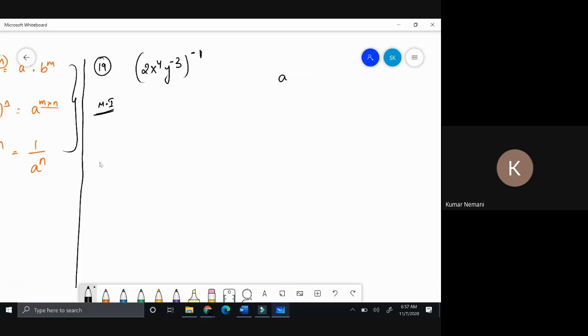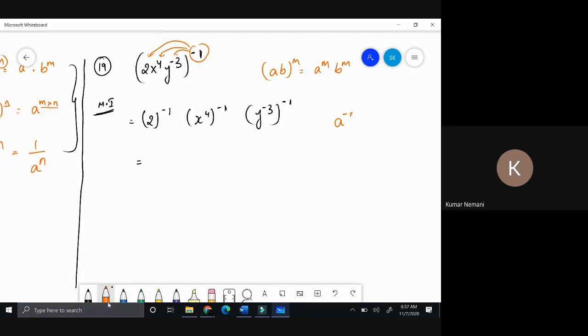You know that, let me write the formulas in orange color. (ab) whole power m is nothing but a power m, b power m. That means I'm going to take this negative 1, distribute it over 2, distribute it over x, and distribute it over y. So it becomes 2 power negative 1, x power 4 whole power negative 1, y power negative 3 whole power negative 1. And then, what happens with a power negative n? It becomes 1 by a power n. That makes 2 power negative 1 as 1 by 2.